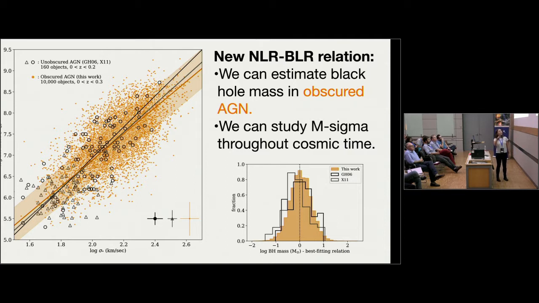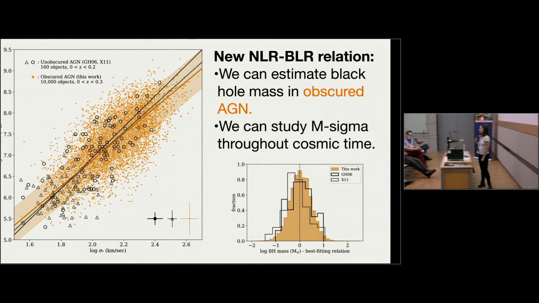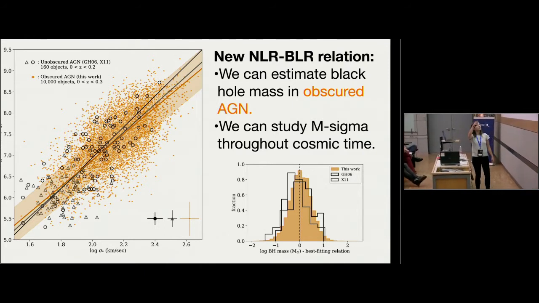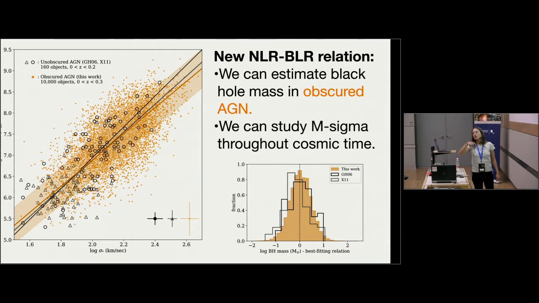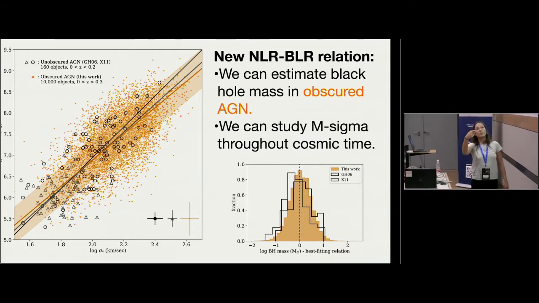So all the empty points are the type 1 AGN I've shown you before. The orange points, it's rather difficult to see, but we have measured it for 10,000 type 2 AGN. And you can see that the M sigma relation that we get and the M sigma relation that people find in type 1 AGN are roughly consistent. Not only that, the scatter around the best fitting M sigma relation is roughly the same for type 1 AGN and type 2 AGN. So this is the type of science we can now do because of the sequencer.